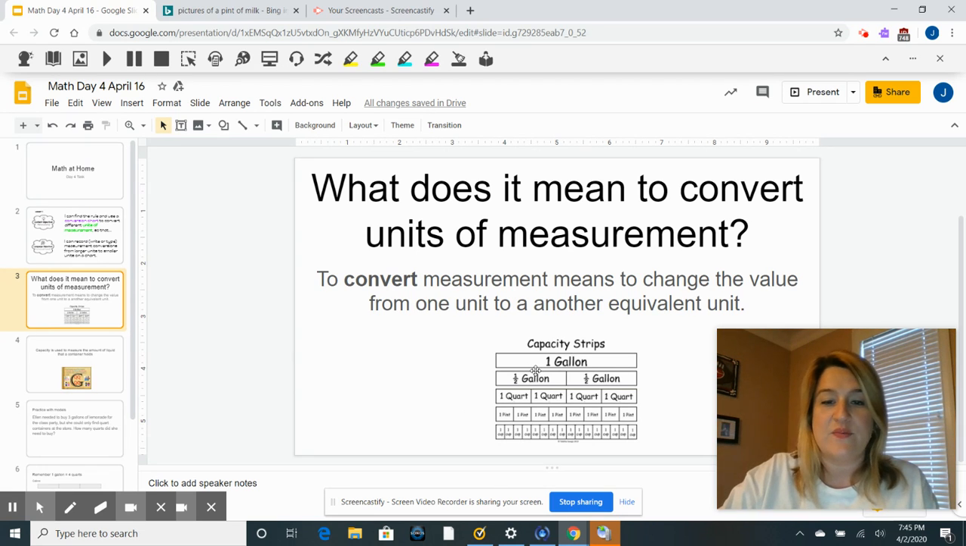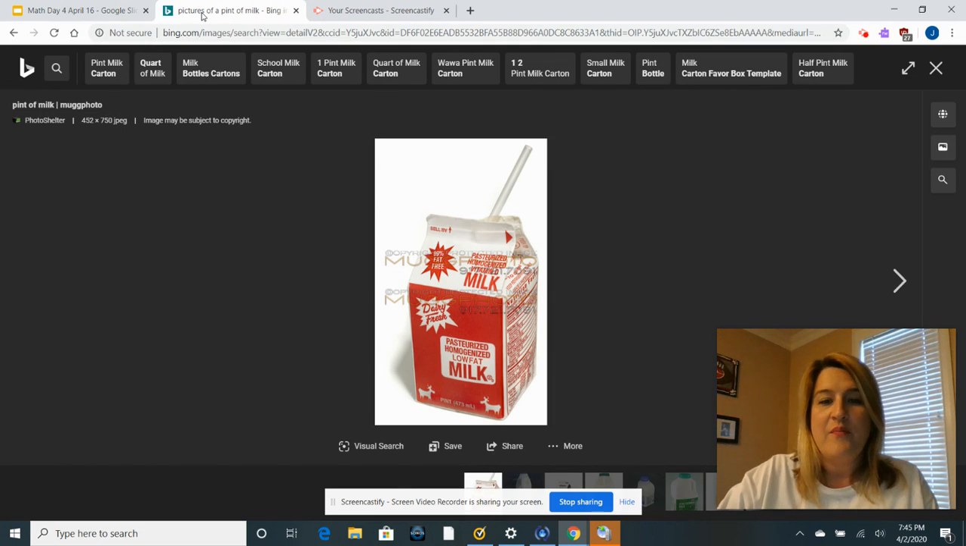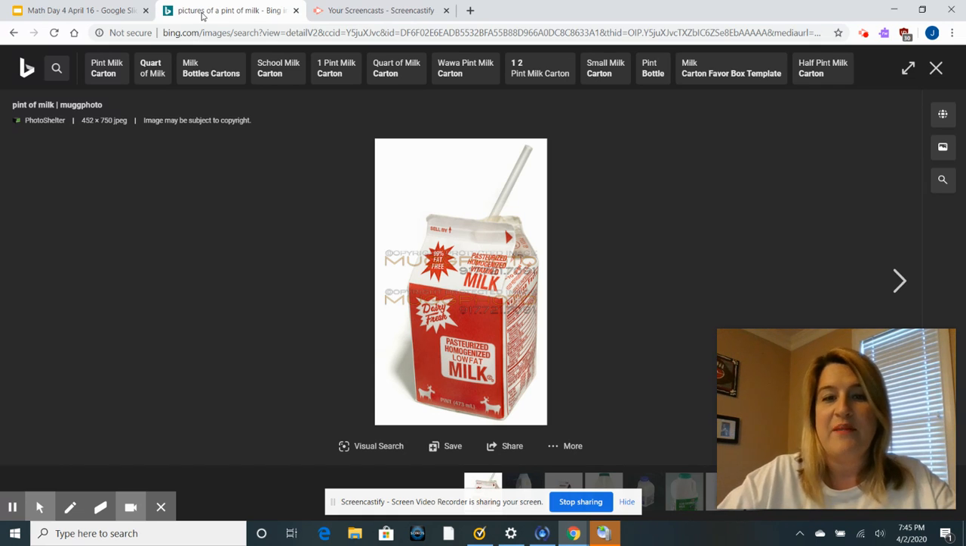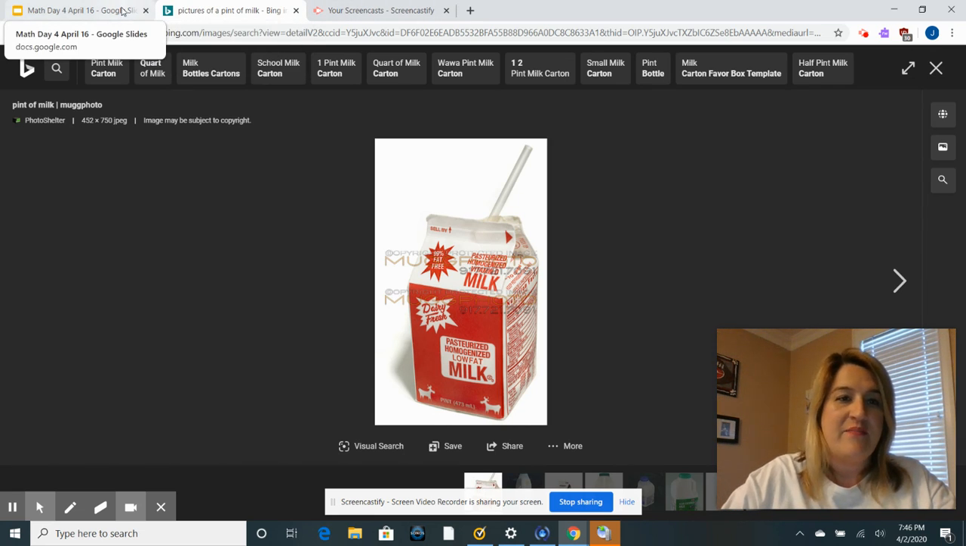Now, like I said, we talked about gallons, quarts, pints, and cups. I didn't show you an example of pints because I didn't have anything here at my home, but this would be an example of a pint. The milk cartons that you drink out of at school measure a pint, which is also the same as 2 cups. So that would be an example of a pint.